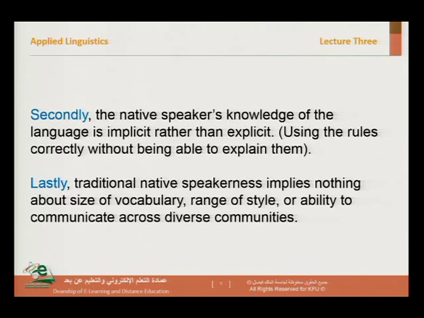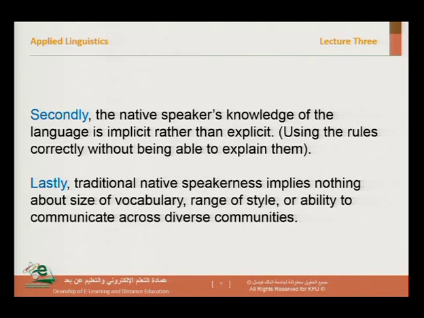The second issue is that the native speaker's knowledge of the language is implicit rather than explicit. Implicit means that it is not seen. Explicit, I can see it. It is clear. So according to this definition, the native speaker's knowledge is implicit, which means using the rules correctly without being able to explain them.